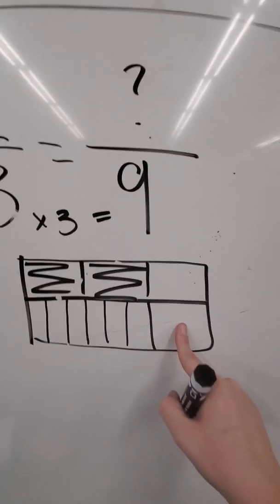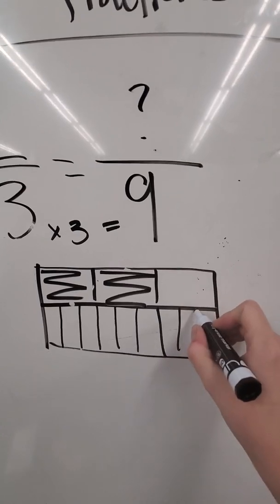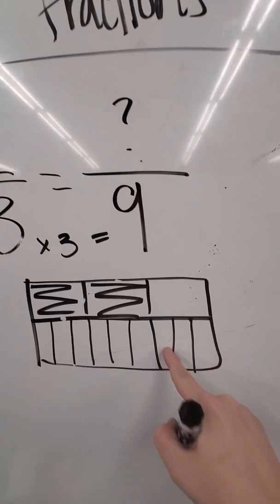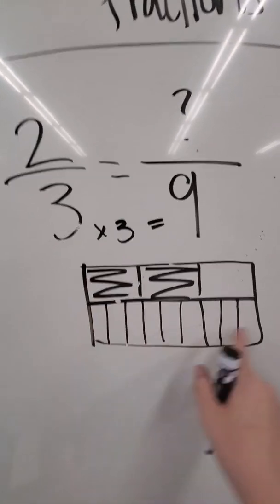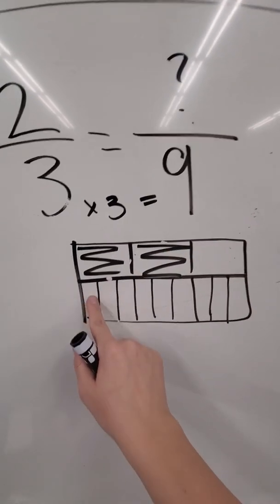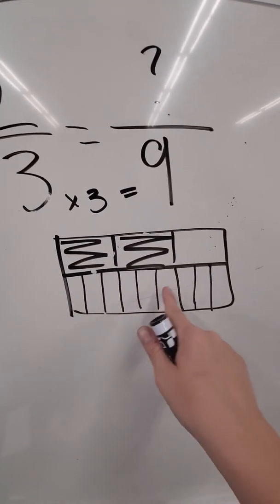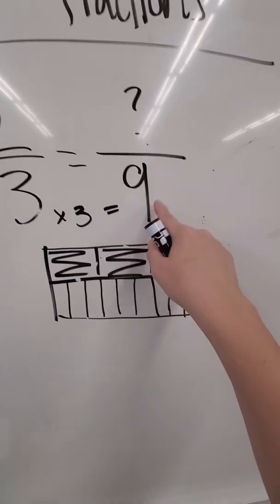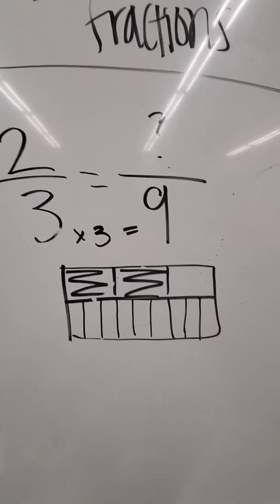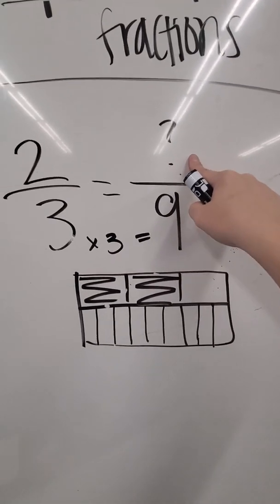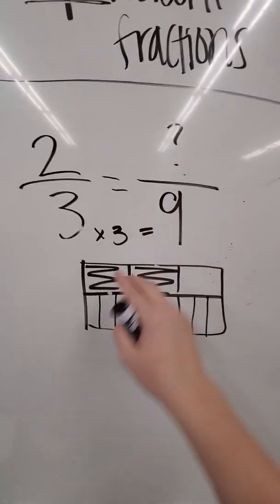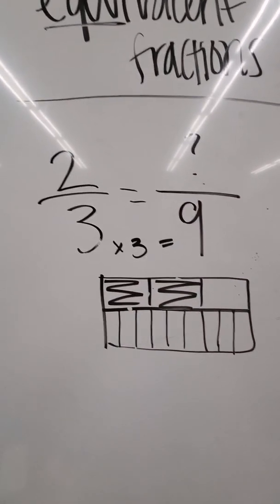I'm going to cut this one into 3 pieces, and I've got 1, 2, 3. So if I count it, I should get 9. 1, 2, 3, 4, 5, 6, 7, 8, 9. Yep, I've got 9. So now I need to figure out what my numerator is, so that way I can have the same amount as I have on 2/3.